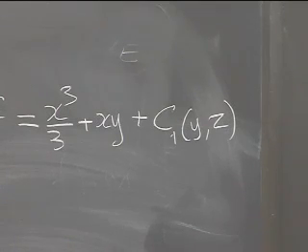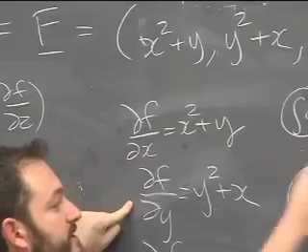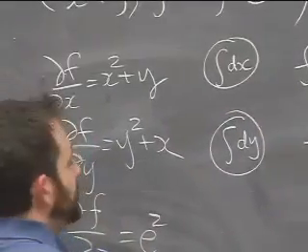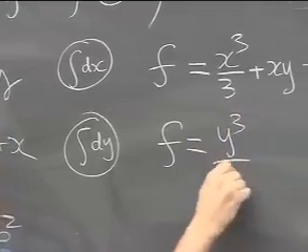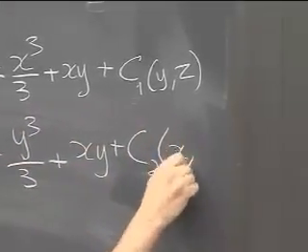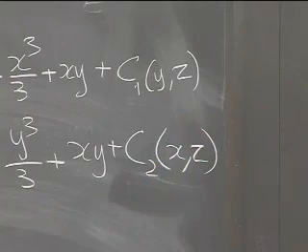Now I repeat this, except now for the second one, I integrate with respect to y. And I will find that f is equal to y cubed over 3 plus xy plus some other constant. And now this constant doesn't depend on y, but it does depend on x and z.